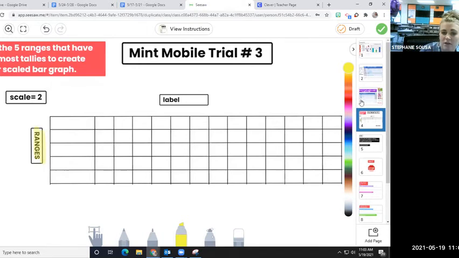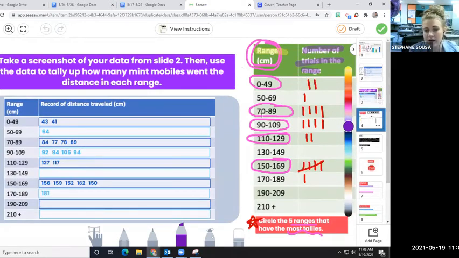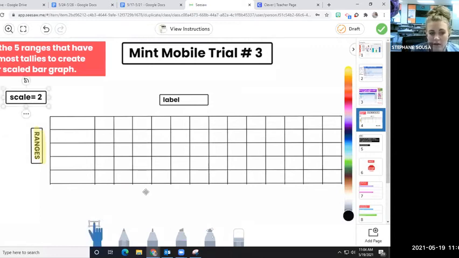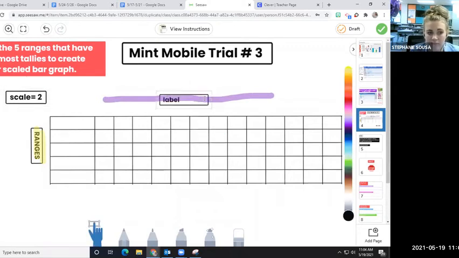Let's look back at our tally chart again for our next label. This is the number of trials in the range. So guess what this is going to be? The number of trials in the range. Okay, let's change this label. Oh, I got to unlock it. The number of trials in the range. And I'm going to stretch that out so it's not covering up my bar graph.